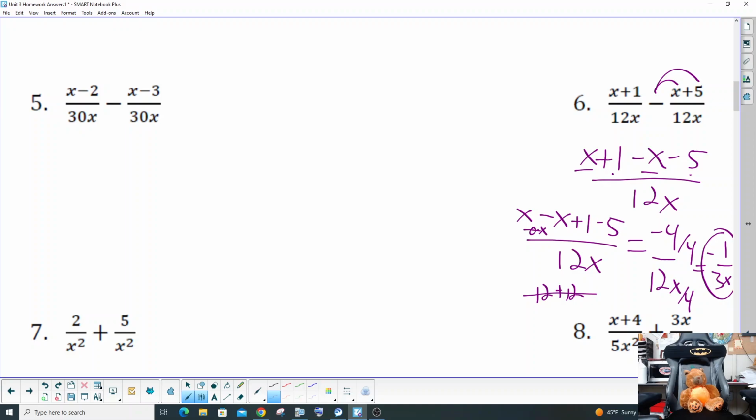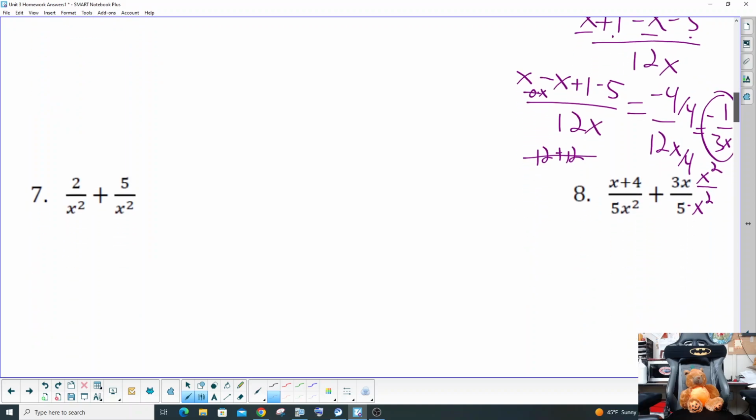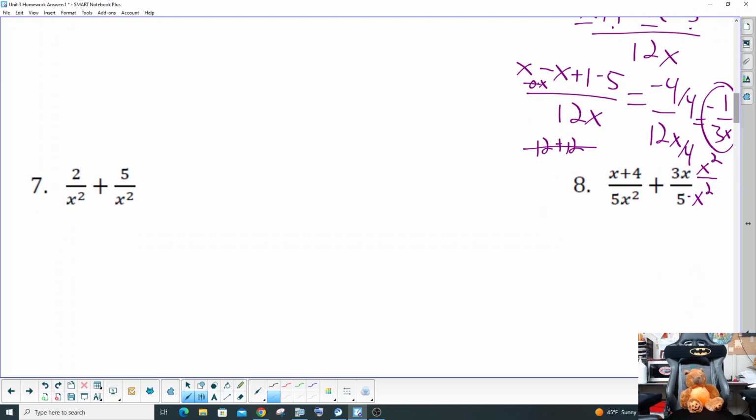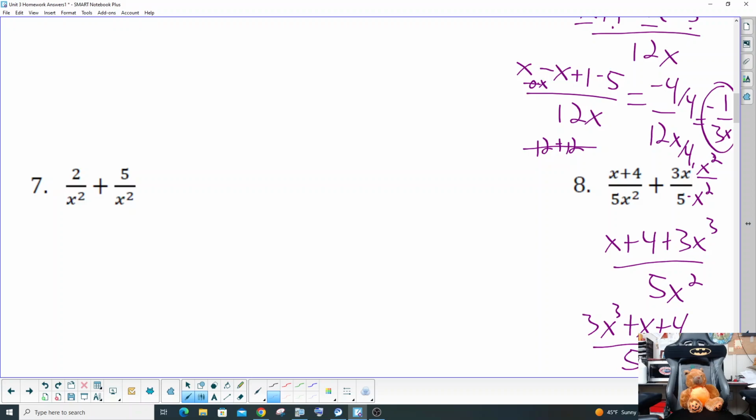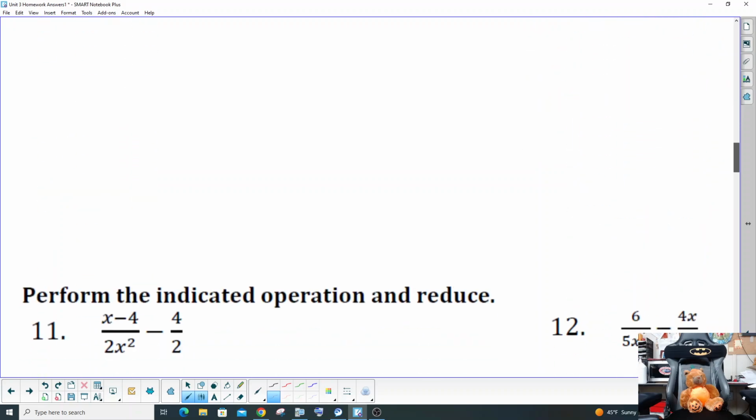Cool. Number 8, you're going to multiply by x squared. If you do it to the bottom, you have to do it to the top. Then you have a common denominator, 5x squared. So we get x plus 4 plus 3x to the third power all over 5x squared. And then 3x to the third power plus x, because you want to put the highest power first. Okay, let's go to the back side.